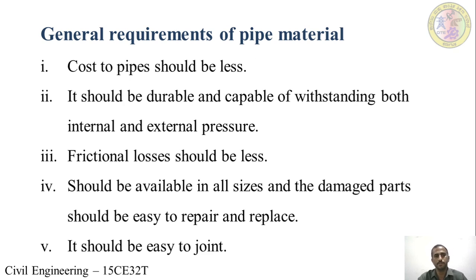Next topic is general requirements of pipe material. First one is cost of pipe should be less. We have to go for pipes which come within our budget. It should be durable and capable of withstanding both internal and external pressure.